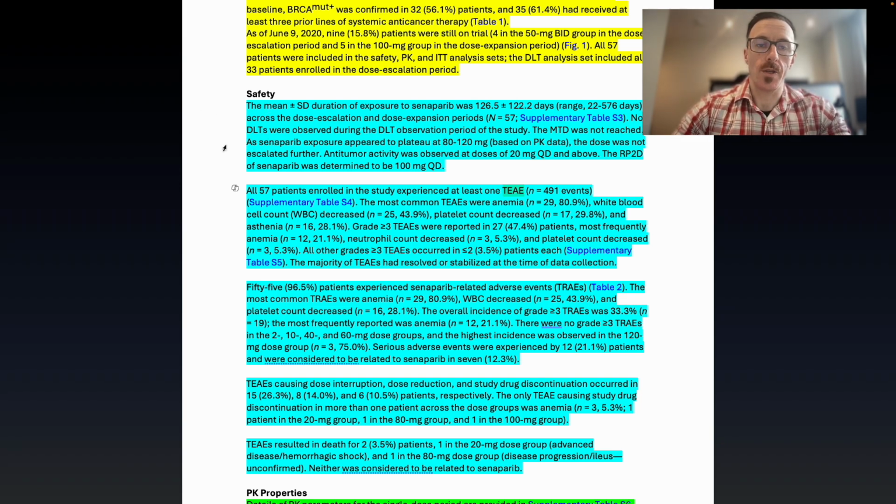So once we provided some information on the doses, next the authors here provide some information on the treatment emergent adverse events. We can see here that every patient in the study experienced at least one. Nearly half had severe reactions. Most events had improved or stabilized when the data were collected.